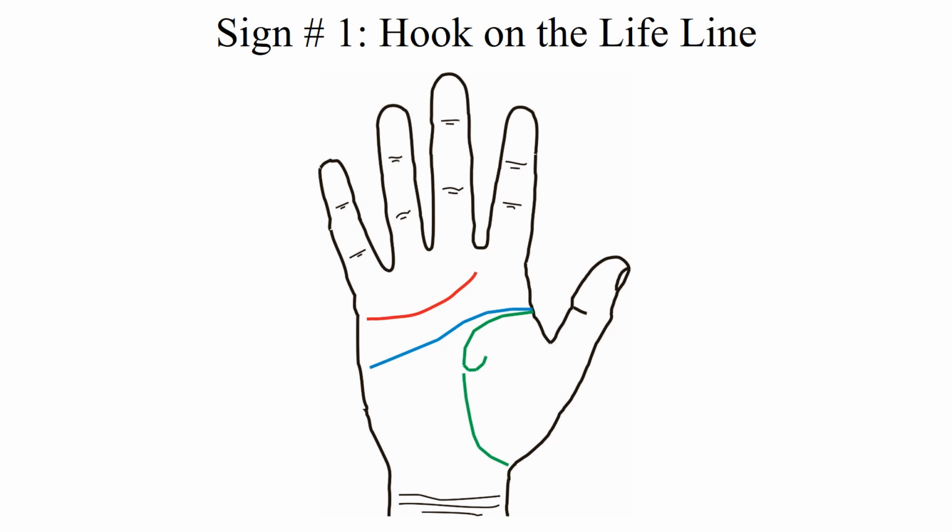Sign number 1. Hook on the lifeline. A hook is formed when a line breaks, then turns backward. A hook formed by the lifeline is a very unfortunate sign that could denote fatality. This sign reveals that the person became desperate and is no longer willing to move ahead in life. Such a sign indicates a serious threat to health or life.